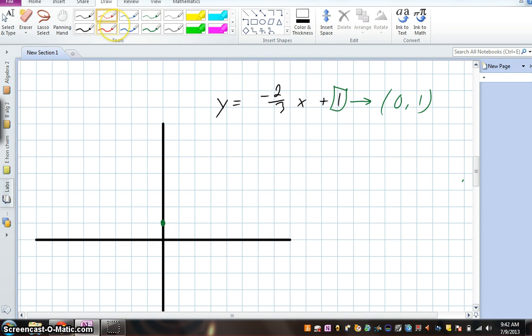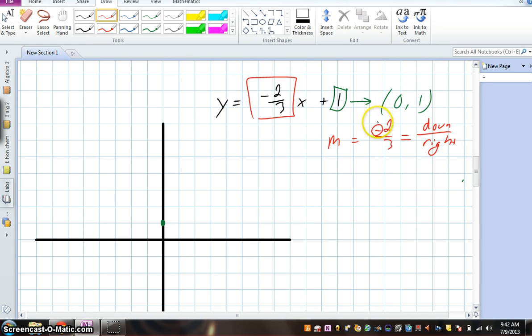Now let's do the slope. In this case, our slope is equal to negative 2/3. Now how did I know that? Because it's right next to the x. It's where slope always is. Now I'm going to write it out this time. Notice the 2 has a negative in front of it. Because of that, I know I'm going to go down. And because the 3 is positive, I'm going to go to the right.